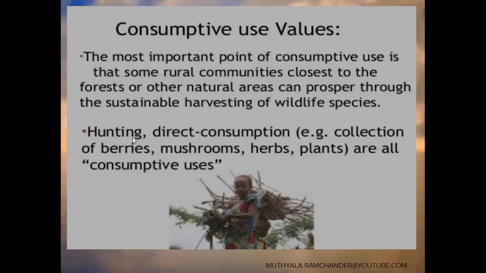They are hunting of animals, hunting of plants, and direct consumption, for example collection of berries, mushrooms, herbs and plants. These are all consumptive uses. These are collected directly from the biodiversity and consumed by human beings in a direct manner without passing through the market. So these types of use values are called consumptive use values.